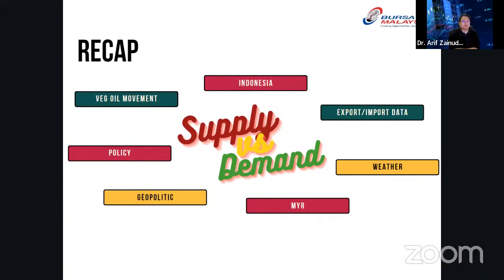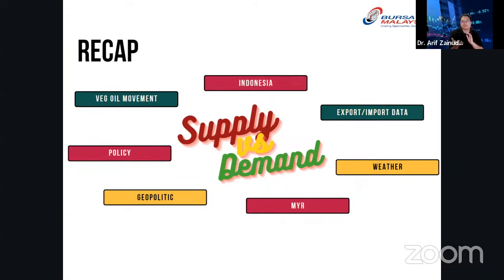To make a quick recap, we have Indonesia, the export and import data, the weather, ringgit, geopolitical issues, policy, and vegetable oil movements. If you look at Indonesia, we need to know about all the policies that they are making, whether they're banning CPO, whether they're exporting a lot more CPO. Looking at the export and import data, you want to see whether we have a lot of exports, whether we're producing a lot of CPO, whether our production is increasing or not, whether our stock is increasing or not.